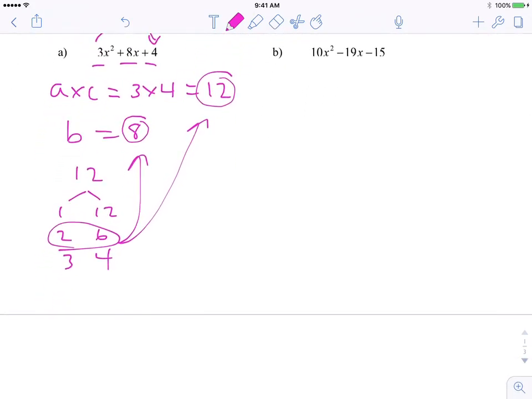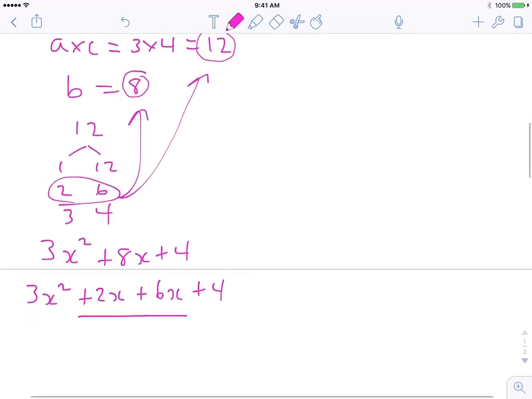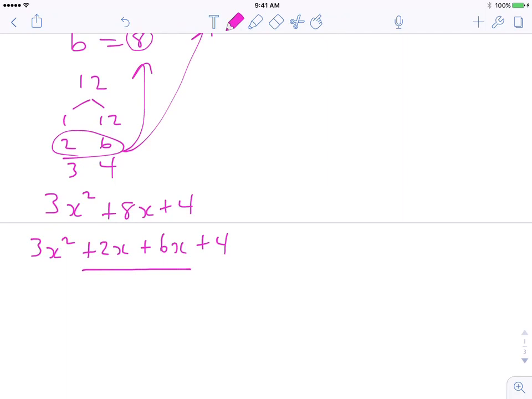What you're going to do with that is rewrite the trinomial. We are going to rewrite this 3x squared, and instead of writing plus 8x, we'll write plus 2x plus 6x plus 4. So all we've done really here is we've changed 8x to be 2x plus 6x. Now we recognize from previous examples and even in today's lesson that we can factor by grouping, and we're going to group those two. So again, we didn't really change the question.